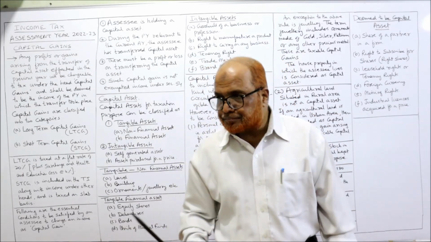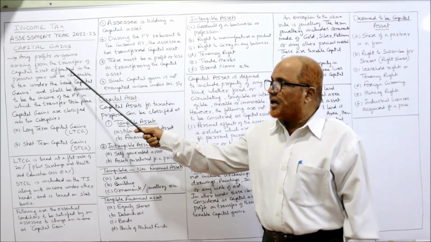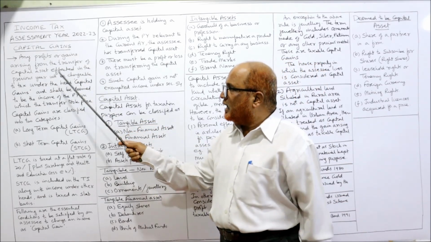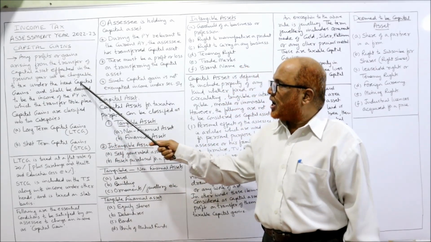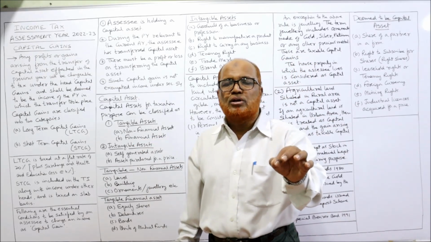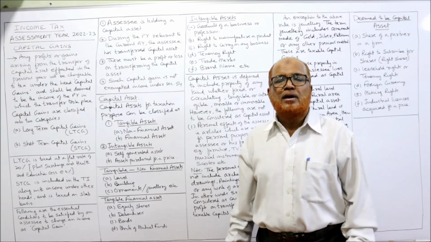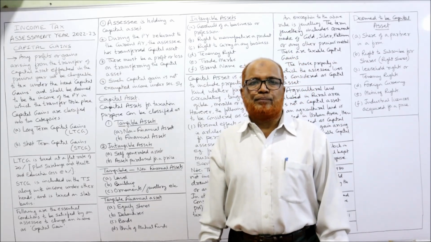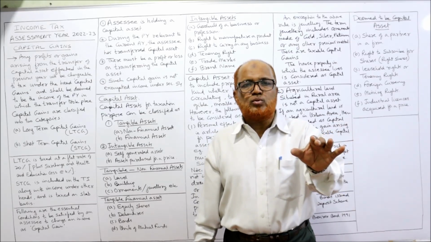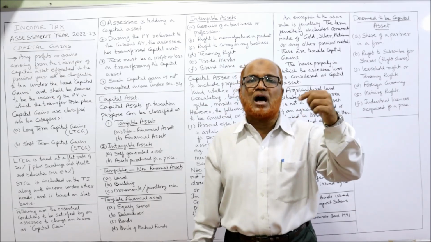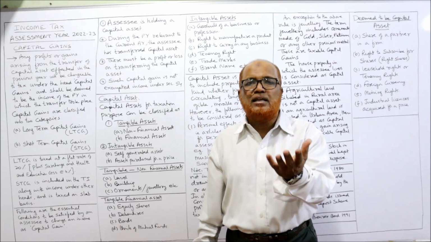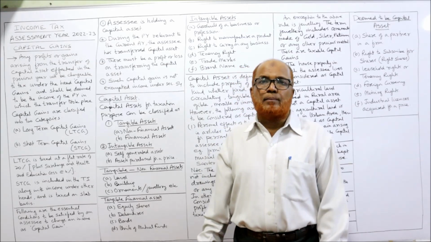So here, any profits or gain arising from the transfer of a capital asset effected in the previous year relevant to the current assessment year will be charged under the head capital gain and shall be deemed to be the income of the previous year in which the transfer took place. Current assessment year is 22-23. The previous year is 21-22. So during the previous year 21-22, if an assessee has transferred or sold a capital asset and a gain is arising, that is called capital gain.